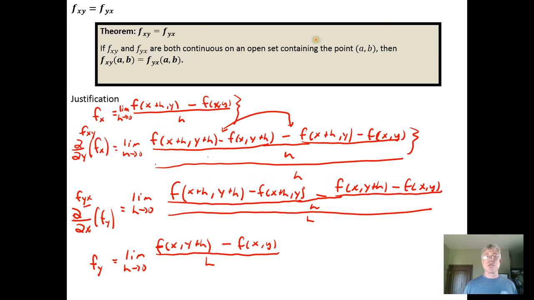Of course, there are certain things you have to pay attention to. Are your mixed partials continuous on an open set containing the point you're interested in? So there are some things we need to pay attention to, but mechanically it works out that the calculation for the two mixed partials is equivalent.